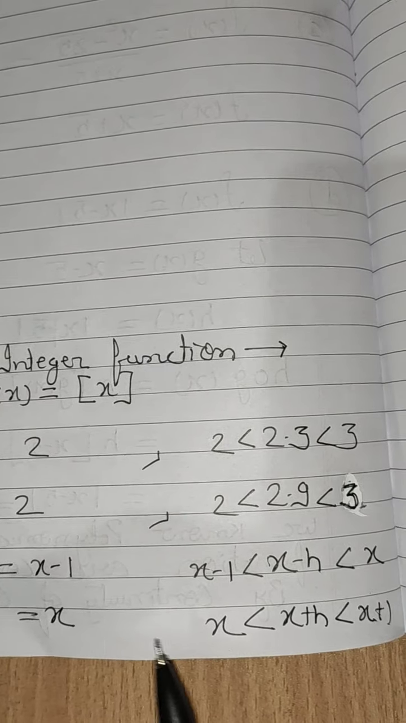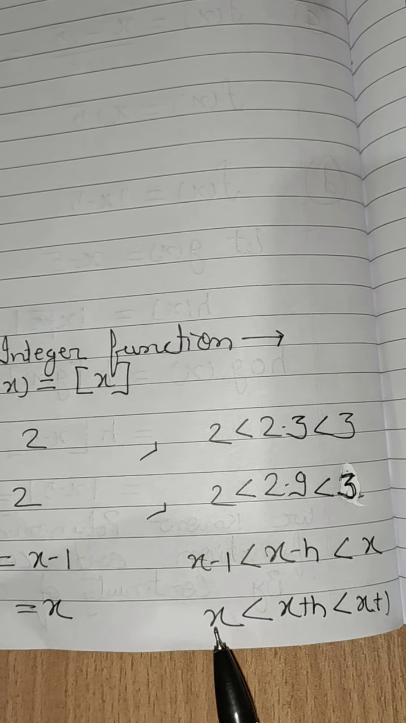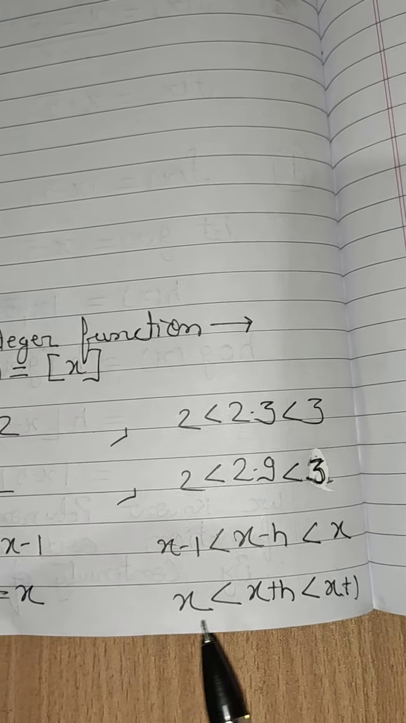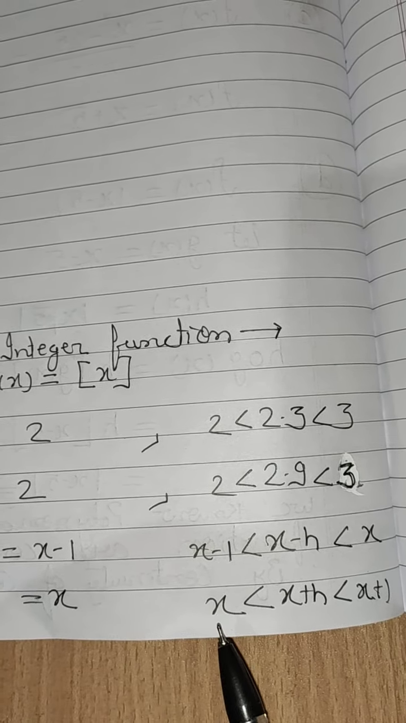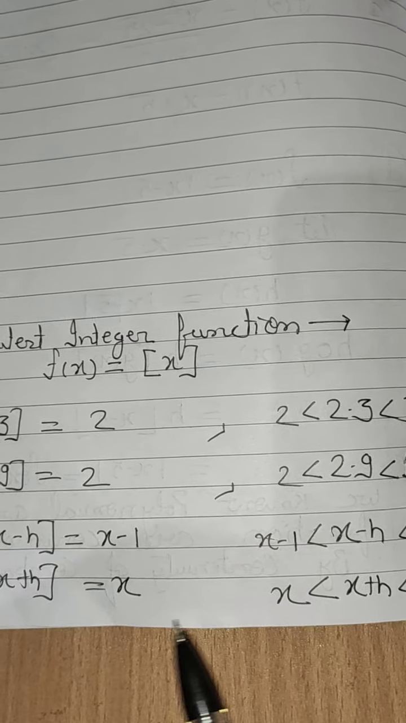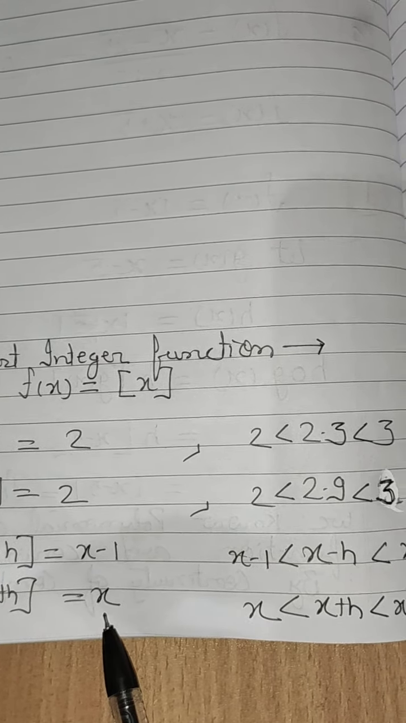Now x plus h: the greatest integer of x plus h is equal to x. How? x plus h lies greater than x and less than x plus 1. Which two integers does this number lie between? Between x and x plus 1, which is the smallest? x. So it changes into x.